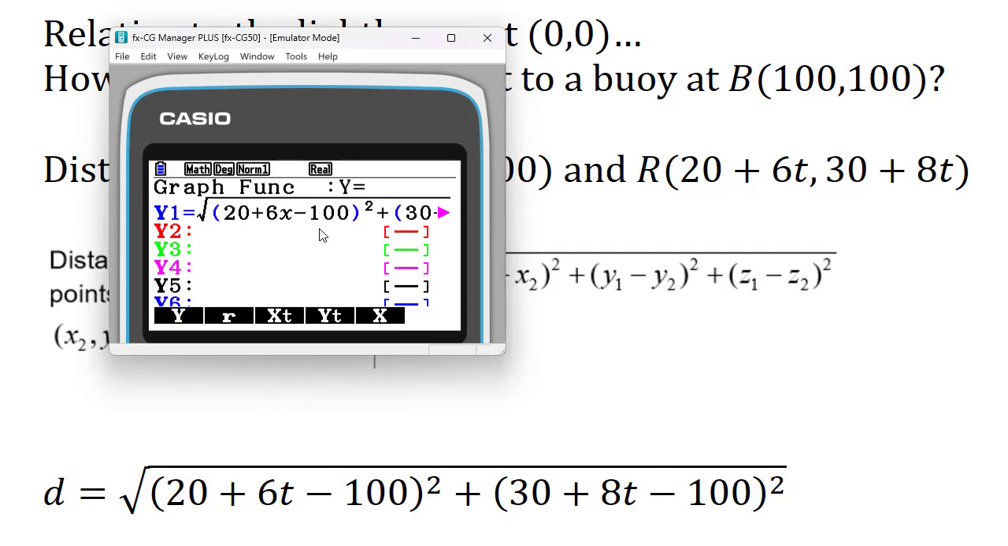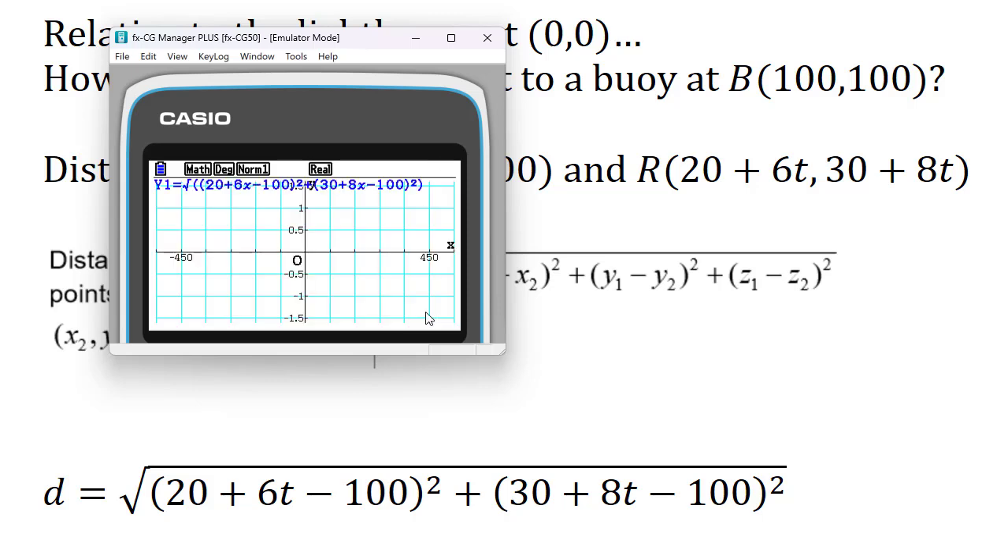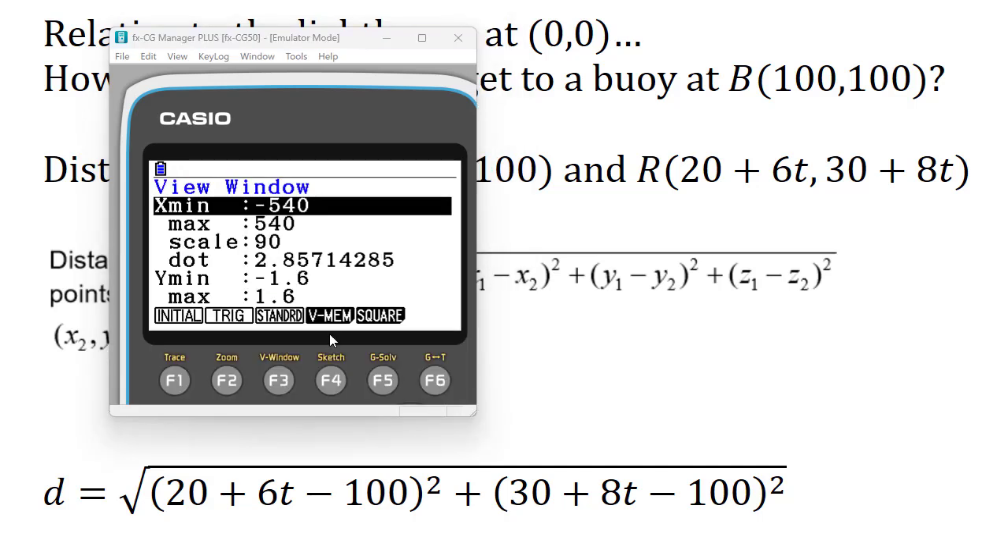So I've typed it in, and then I just plot it. And as usual, nothing comes up. So you should know what to do. We're going to press View Window and sort the x-axis out first. You just simply have to use common sense here. Every single time you do the view window, you just say, what's sensible for the x values? Here, the x value is time. Clearly, it can't be negative.